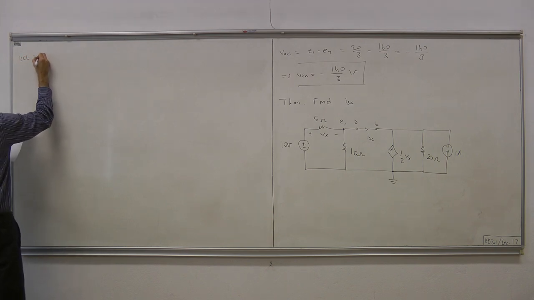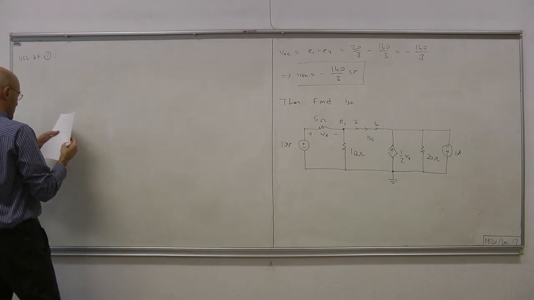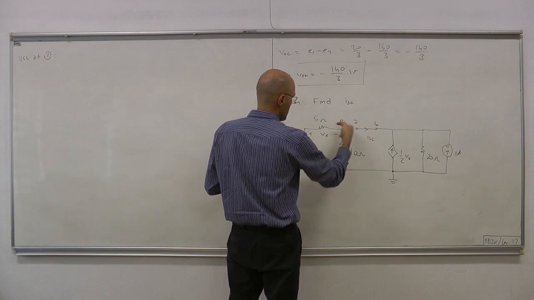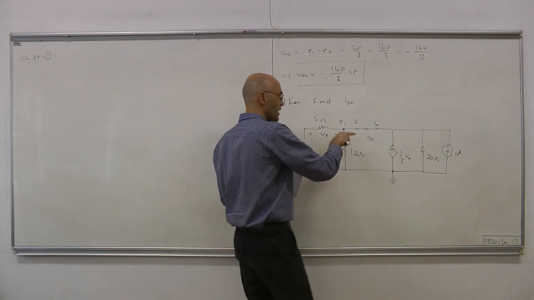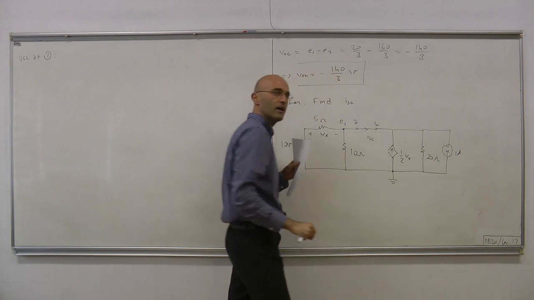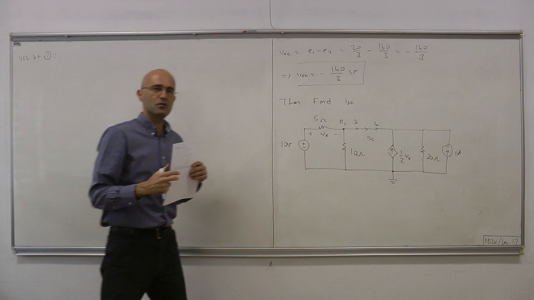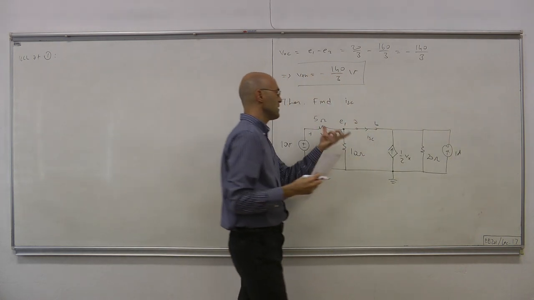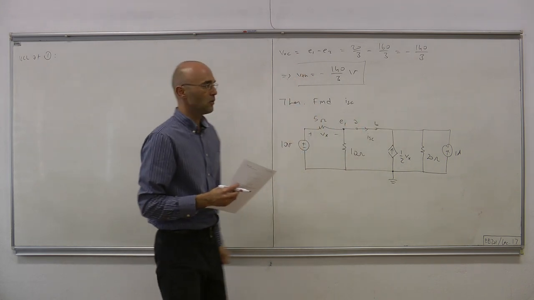KCL at node 1. Okay, so what we have here is this current, and our short circuit, but we don't know what our short circuit is, but we know that whatever this current is, it must equal this current plus that current. Okay. Therefore, we're going to sum 1, 2, 3, 4, 5 currents and equate it to 0. Okay, if you will, you can consider all that thing as a single point because all that wire is a single node.